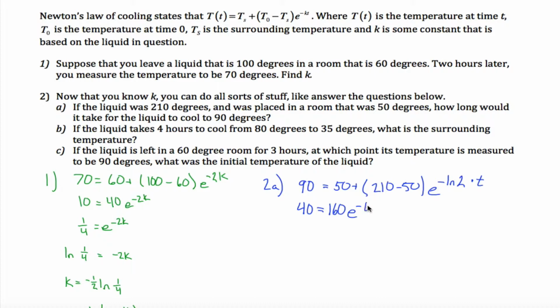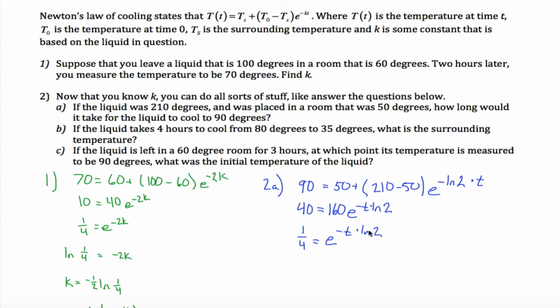Do I want to write it like that? Sure. Negative t times the natural log of 2. I'm just going to reverse the order that I write these in so it's a little bit more obvious that I'm only taking the natural log of the 2, not of the t. Gets me here. If you divide both sides by 160, you'd get a quarter is equal to this mess. Sure, I'll show it in another step.